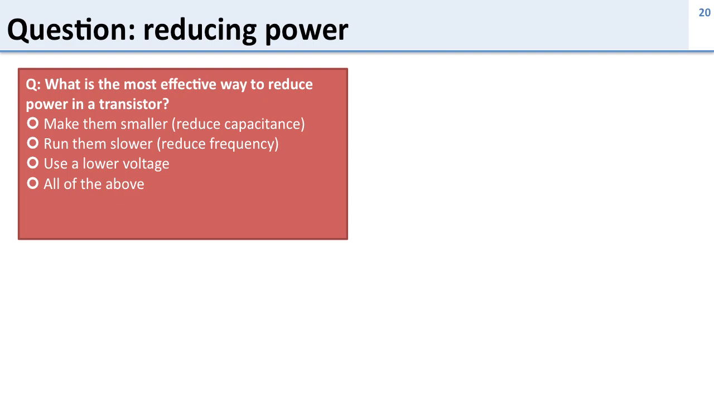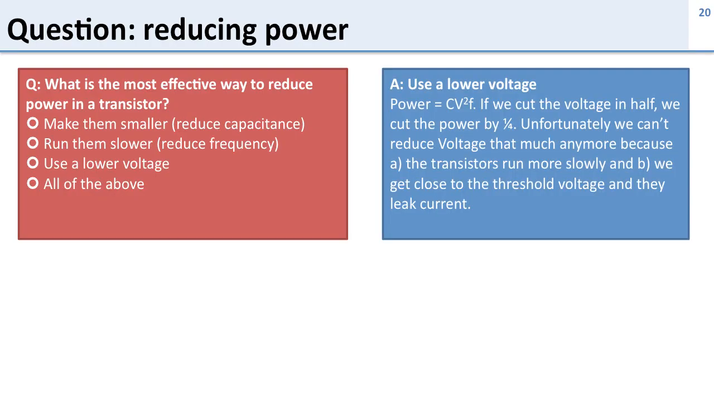So what is the most effective way to reduce power in a transistor? Well, it's to use lower voltage. Remember, power equals C V squared F. So if we cut the voltage in half, we'll cut the power by 1/4. But as I've emphasized several times now, we can't reduce the voltage that much anymore because we're limited by what silicon can do. If we reduce the voltage any further, the transistors get slow, and we get close to the threshold voltage, and they start to leak current. And when we leak current, that's energy that's not doing useful work, so it increases the power without increasing performance.